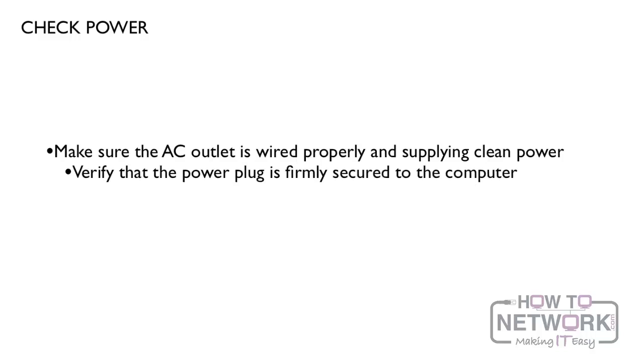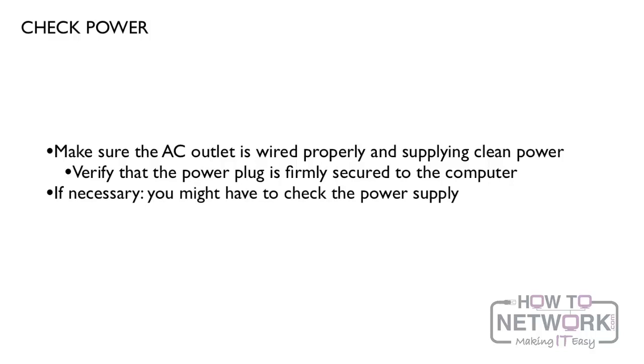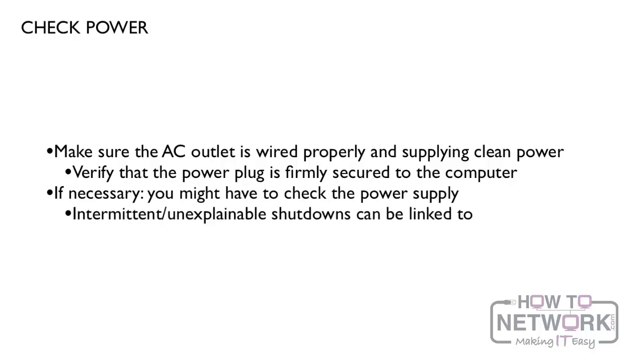You also want to make sure that the AC outlet is wired properly and supplying clean power. If your computer is very intermittently shutting on and off, this could be because there's something wrong with the power supply. Verify that the power plug is firmly secured to the computer. If necessary, you might even want to check the power supply. The reason you might know something's a power supply issue, by the way, is if you're getting intermittent and unexplainable shutdowns. Anything that sort of doesn't have a pattern can generally be attributed to some sort of hardware failure.